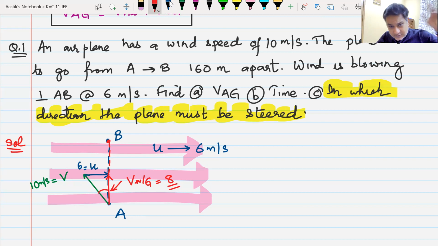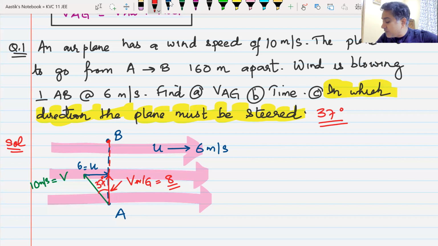So this is the angle I should go, and that angle, everyone knows, is how much? Tan inverse of 6 by 8. This is 37 degrees. Yes or no? So I should move at an angle of 37 degrees with the line AB. Do we understand this, or has this gone above our head saying bye bye, I'm going? Gone?